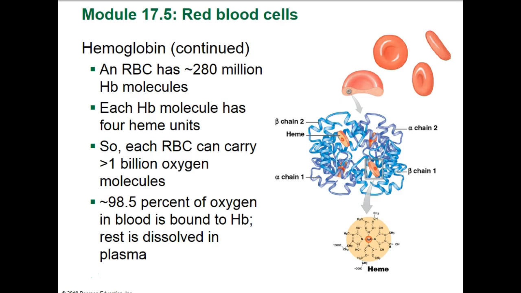Okay, a red blood cell has about 280 million hemoglobin molecules. Each hemoglobin molecule has 4 heme units, as we've already stated. So each red blood cell can carry greater than 1 billion oxygen molecules. About 98.5% of oxygen in the blood is bound to hemoglobin. The rest is simply dissolved in your plasma. So some of the oxygen is carried simply by being dissolved.